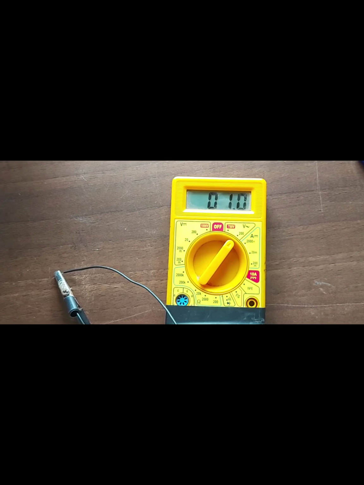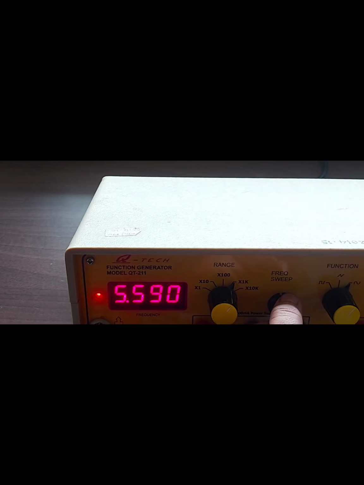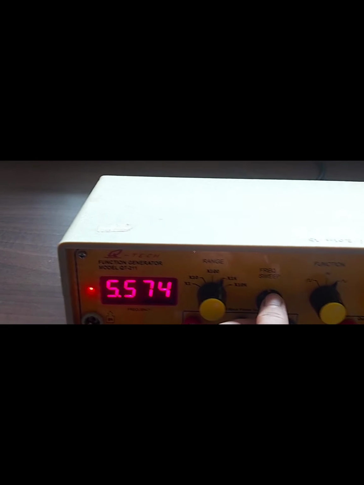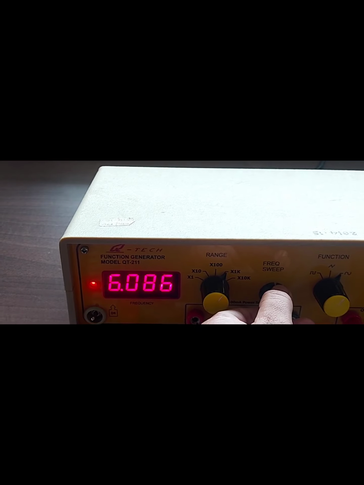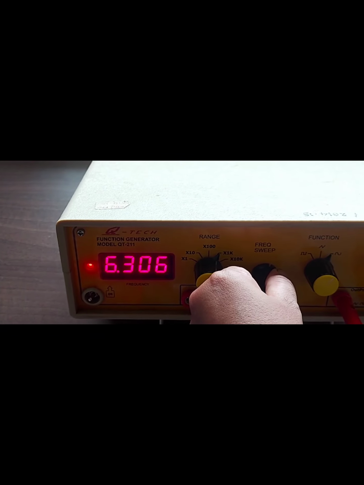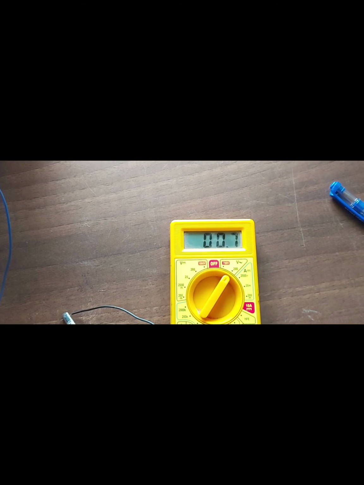For 5000, 0.8. 5500, again 0.8. 6000, 0.7 volt. 6500, again 0.6 volt or 0.7 also you can take.